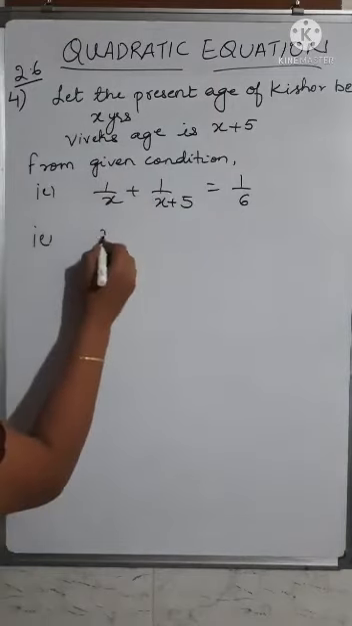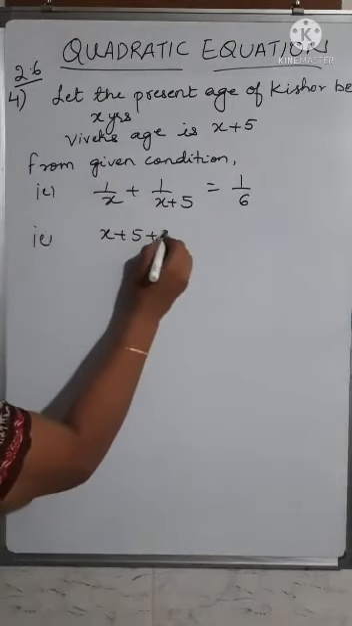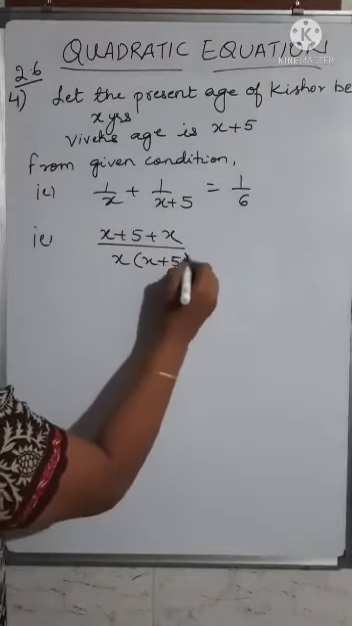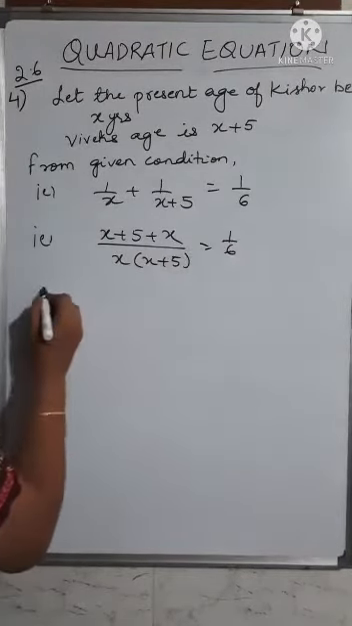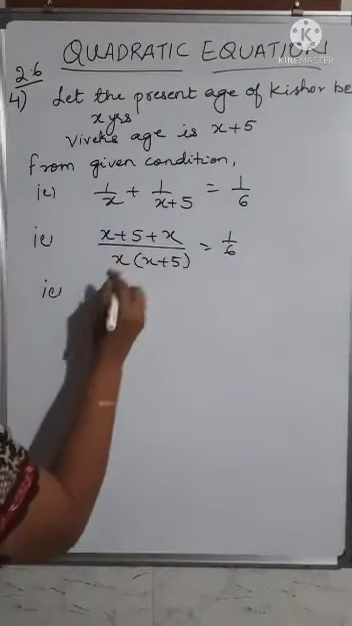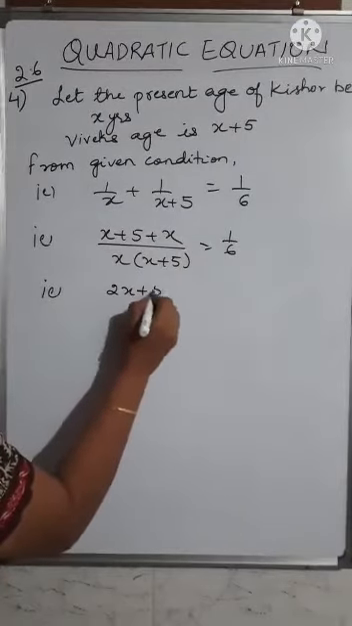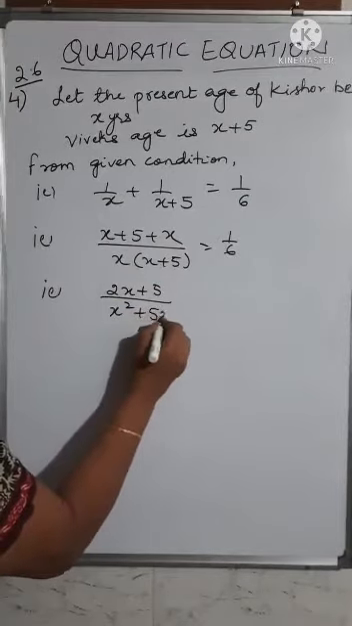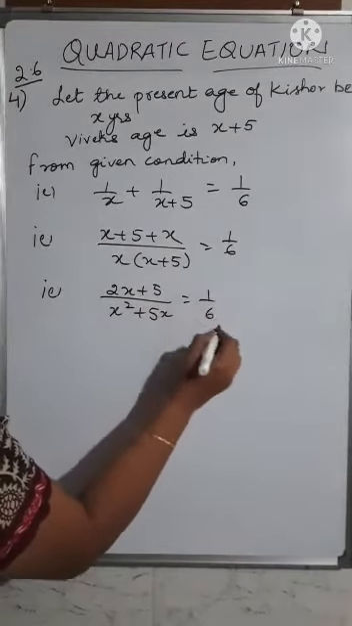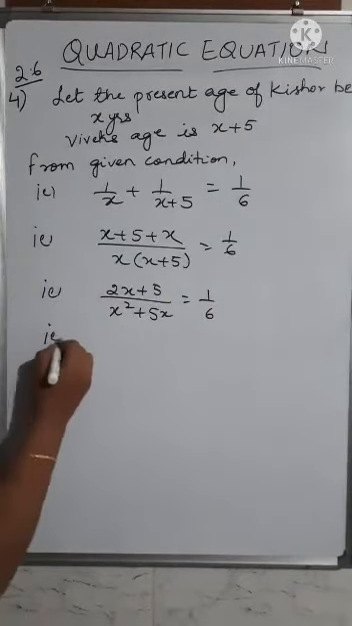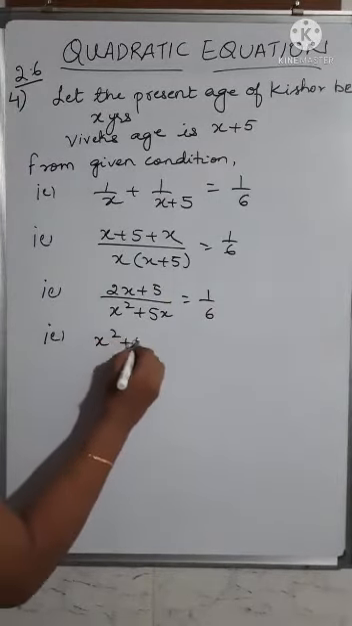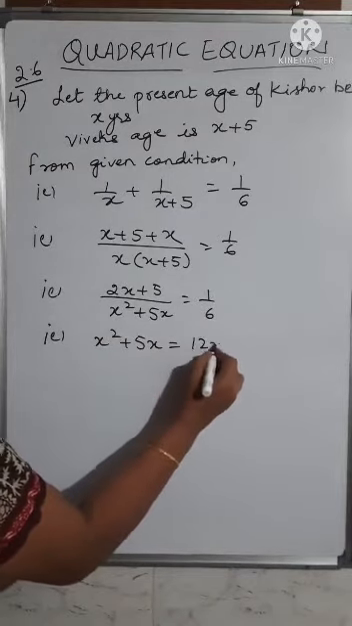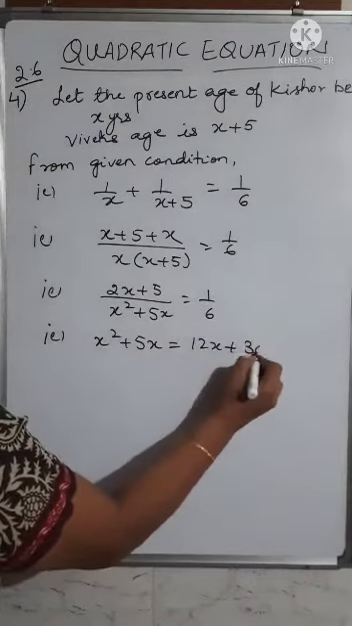So we cross multiply, you get x plus 5 plus x upon x into x plus 5 is equal to 1 upon 6. Simplifying this, x plus x is 2x plus 5 upon, opening the bracket, you get x square plus 5x is equal to 1 upon 6. Now we have to cross multiply. So you get x square plus 5x, this when you cross multiply, you get 12x plus 6 5s are 30.